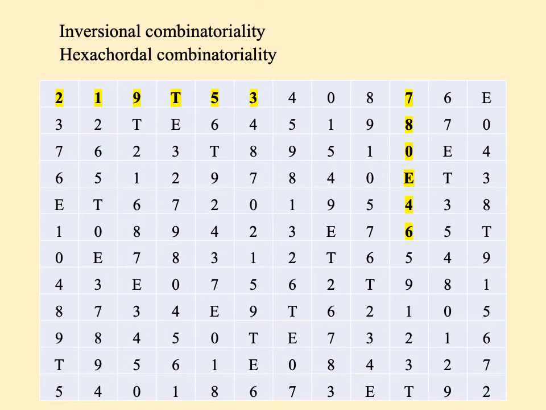There are other possibilities out there. Not only is there inversional combinatoriality, there's also retrograde inversional combinatoriality, or what they call RI combinatoriality. There's retrograde combinatoriality. And it's not always taking half of one row and combining it with half of another row. Sometimes you take a 4-note section of one row and combine it with a 4-note section of another row and a 4-note section of another row, and that gives you what we call tetrachordal combinatoriality.